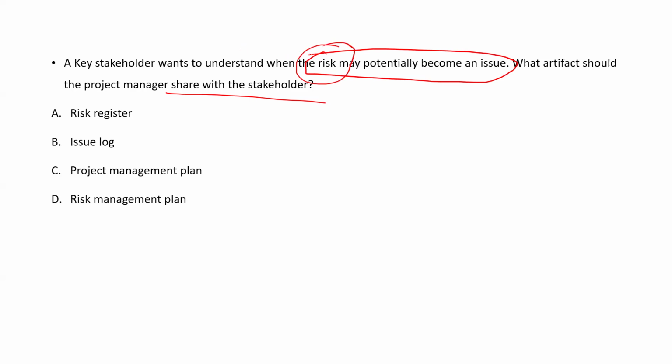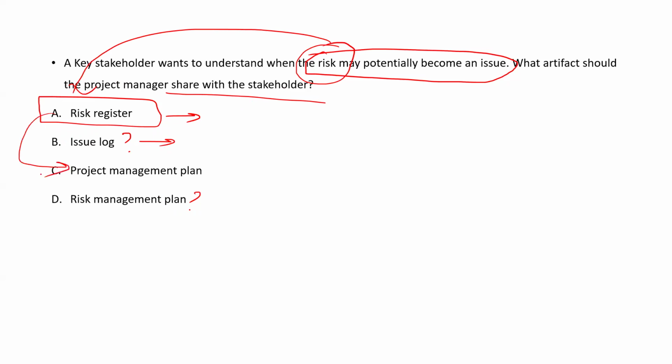Where will you find a risk? In the issue log or in the risk management plan? You will find a risk in the risk register. Simple thing. There's no rocket science behind it. A risk finds itself in the risk register, because if it is converted into an issue, then you will find it in the issue log. And the risk register is part of the project management plan. And the risk management plan is also part of the project management plan.